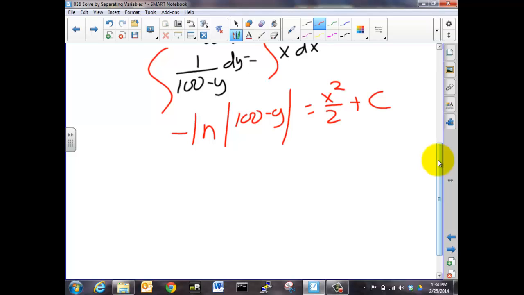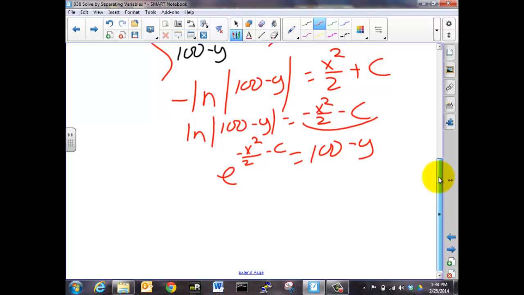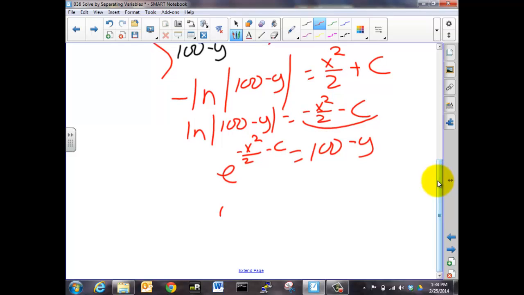Let's move the minus sign over and do that. Equals negative x squared over 2 minus c. So this becomes e to this right-hand side power, e to the negative x squared over 2 minus c equals 100 minus y. And now we want to get the 100 over there and change the signs. We want to get y by itself at this point. I'm going to say y is 100 less e to the negative x squared over 2 minus c.